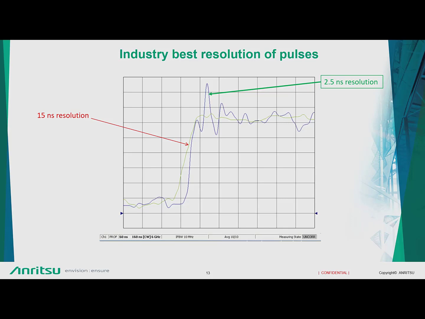So having a resolution of 2.5 nanoseconds, and this 2.5 nanoseconds we can only get because of the 400 megahertz ADC that we have in our option 35, which is the IF digitizer. So that's why having a higher resolution system is very, very important.